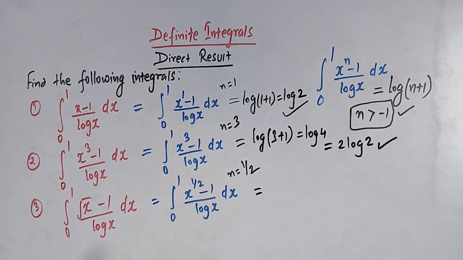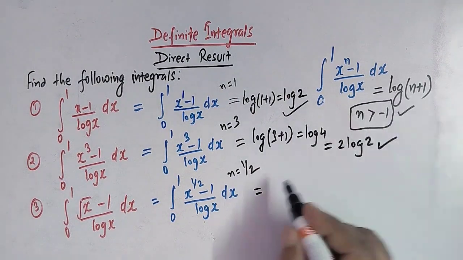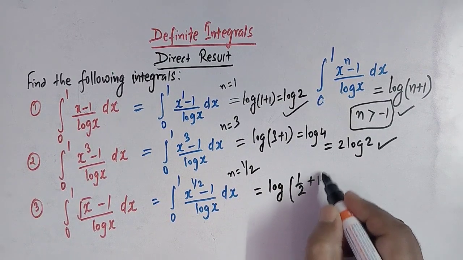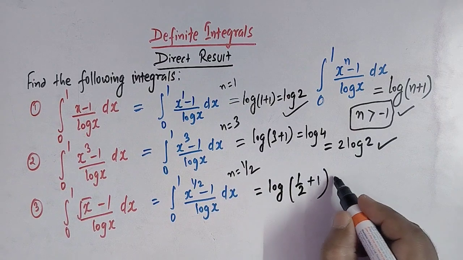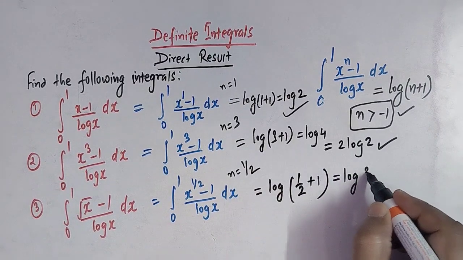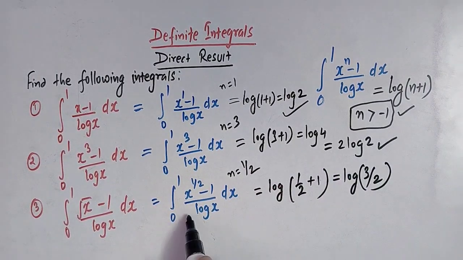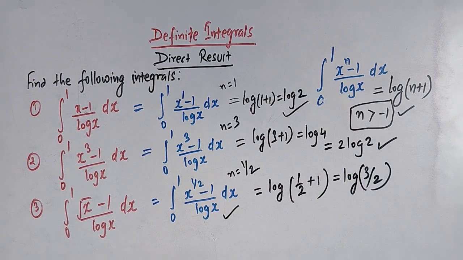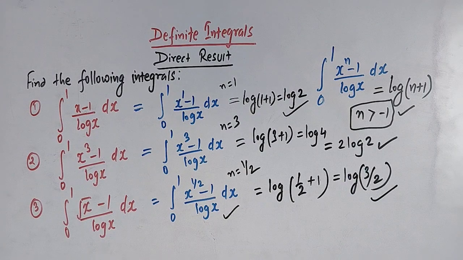And in the third integral, we have n equal to half. So we can now write log of (half plus 1). So here n is half, so we have log of 3 over 2. So the value of this integral is the logarithm of 3 over 2. So this is how we can solve these types of integrals with the help of this result.